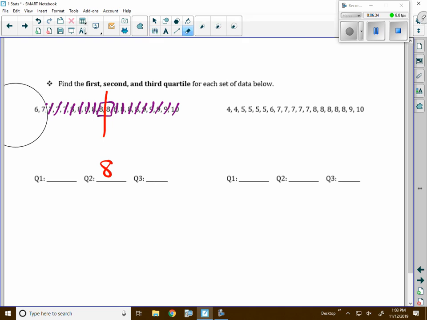Okay, for the sake of notes, I'm going to go ahead and erase this guy here. Okay, to find Q1, we do the exact same thing, but we only do it with this middle part, or the middle part, the first part. Okay, halfway between 7 and 8 is 7.5. Okay, or you can do 7 plus 8 and divide by 2.